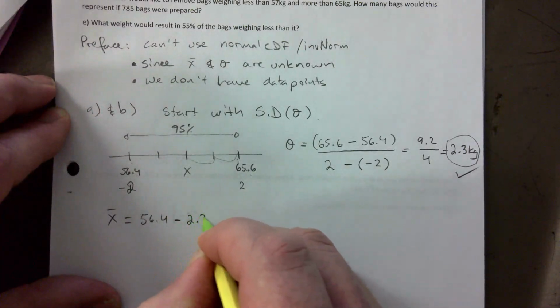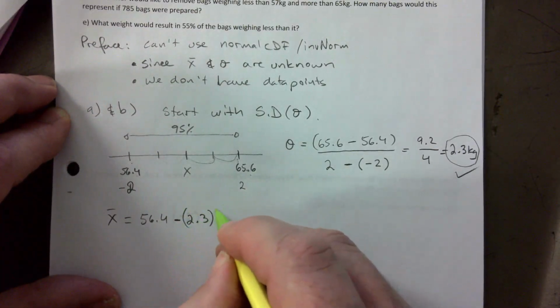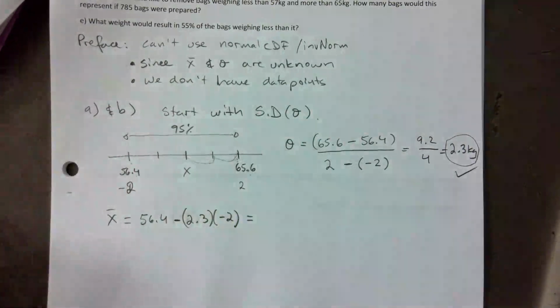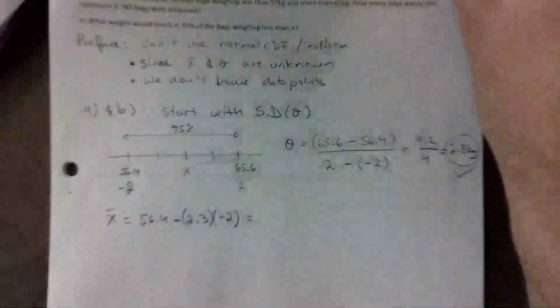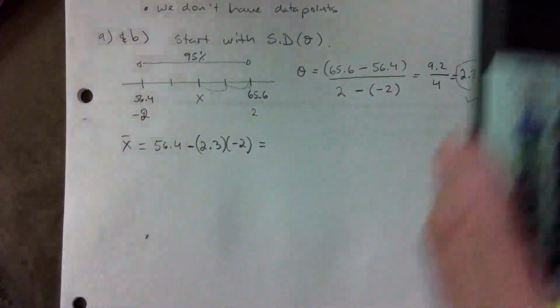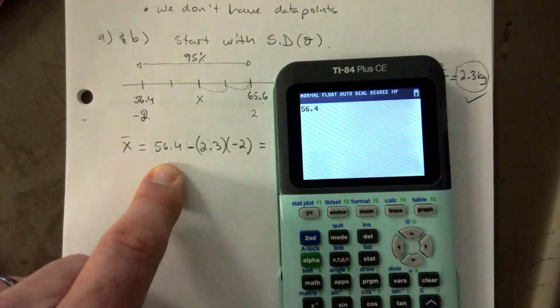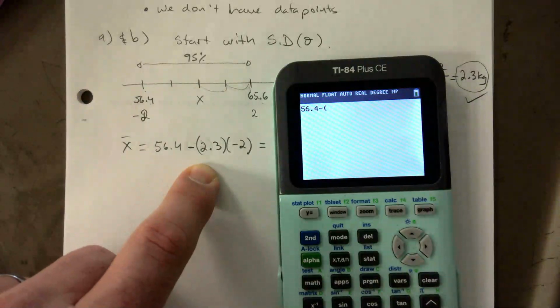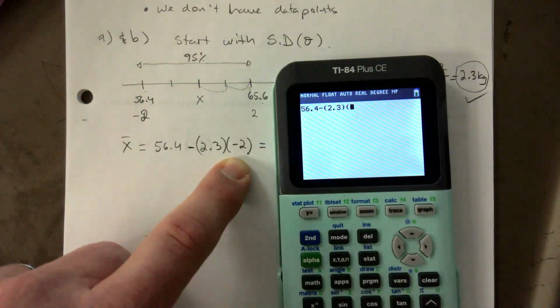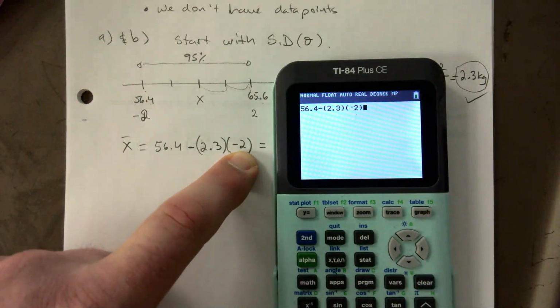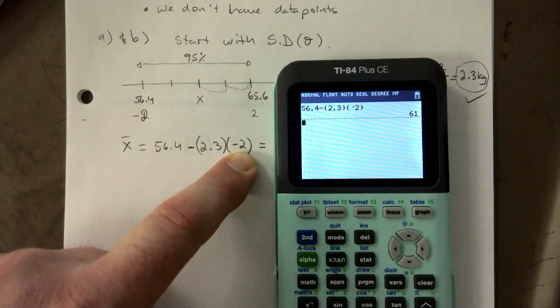Standard deviation times the z-score, which is -2. And you know what? If you're careful, you can type this in exactly the way you see it on your calculator. So I'm just going to show you. 56.4 minus, use brackets, 2.3 times -2. You can't use the minus button for this -2. And the answer is 61.